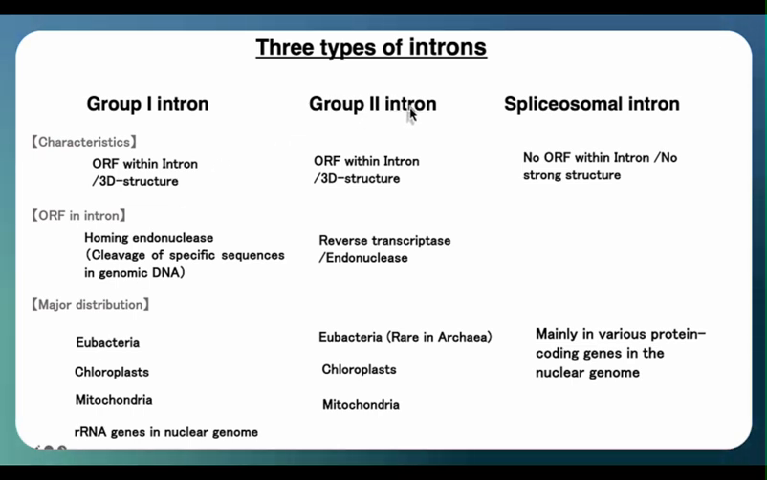Group II introns have a larger and more complex tertiary structure than Group I introns. Like Group I introns, they also contain an open reading frame within the intron. This open reading frame encodes reverse transcriptase and endonuclease. Regarding their distribution, they are widely found in eubacteria and very rarely in archaea. They are also numerous in chloroplast and mitochondrial genomes.